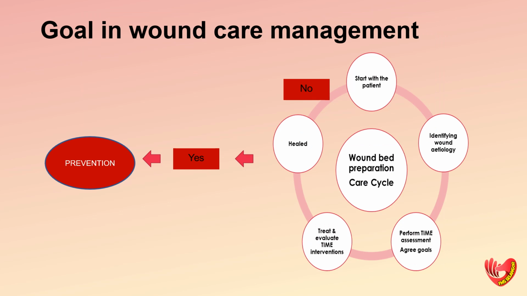In managing wound care, our goals are according to this wound bed preparation care cycle. It starts with the patient: identify the wound etiology, perform assessment, and treat and evaluate the intervention. If the wound heals, aim to prevent future wounds, and if it doesn't, review the process as mentioned.